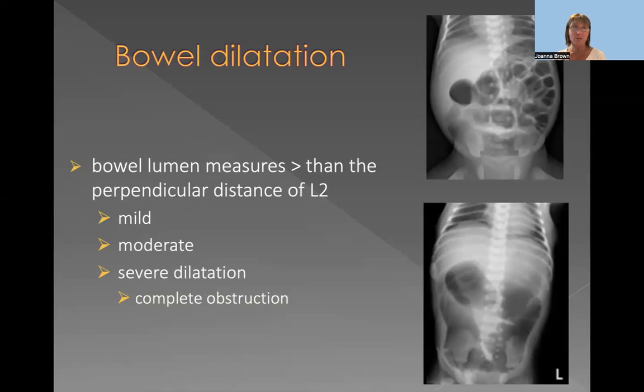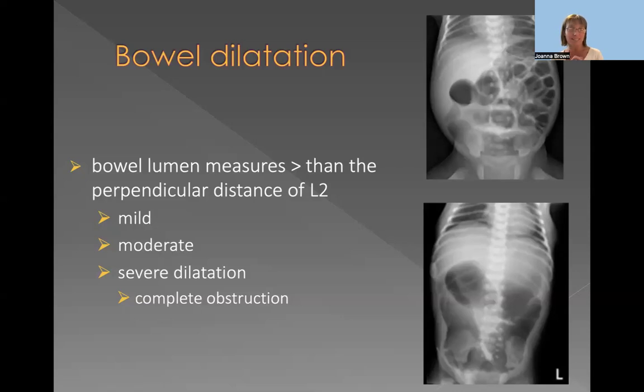But in children it is different. You can't say 2 centimeters, because 2 centimeters of dilatation in a newborn is different from 2 centimeters of dilatation in a teenager. So how do we measure whether the bowel is dilated? One of the easiest ways is to find the L2 vertebral body. On the X-ray you can see the last rib, which is connected to the T12 vertebra. You count L1, the first lumbar vertebra, then the second vertebra, and you look at the distance between the pedicles in this vertebra. This is normally how the loops of the small bowel should measure.